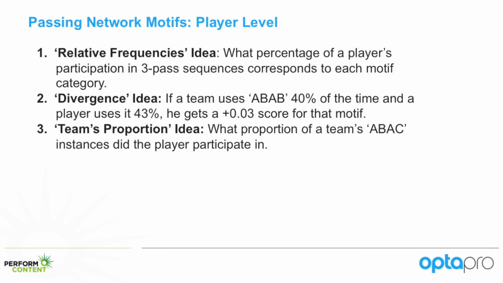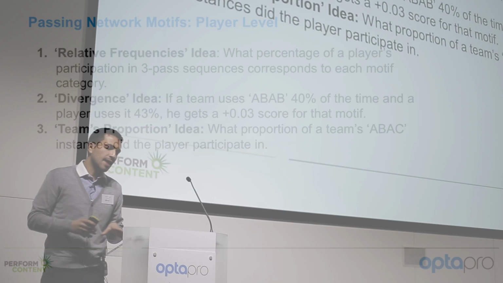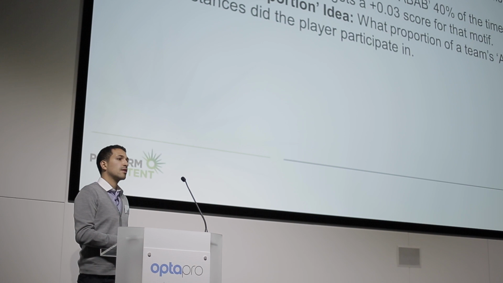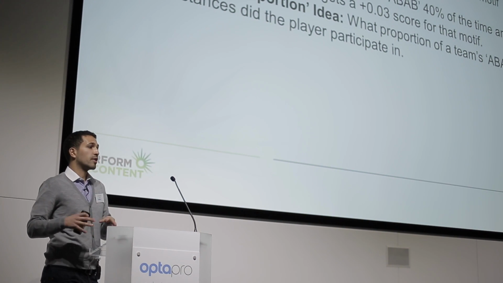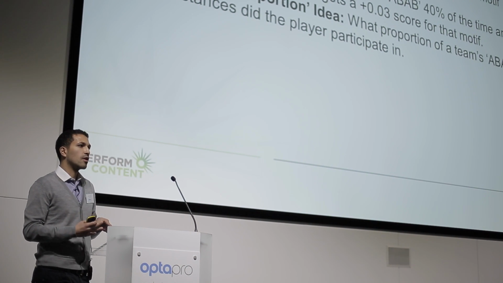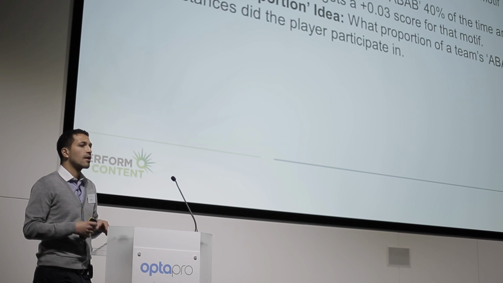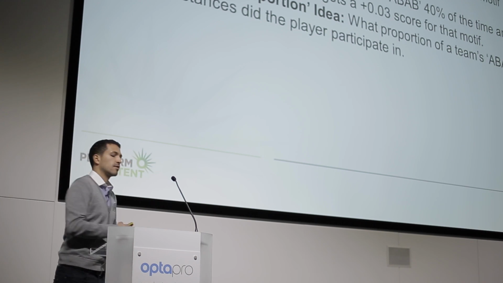Another idea is the team proportion idea. What proportion of a team's instances of a certain category do I participate in? If my team does ABAC 50 times in a match, and I participate in 25 of those, then I'm going to get a 50% score for that category. And I can look at what score I get for each of the 5 categories.